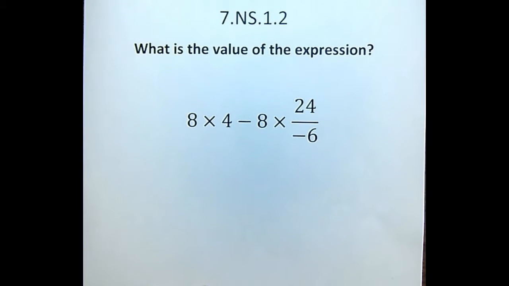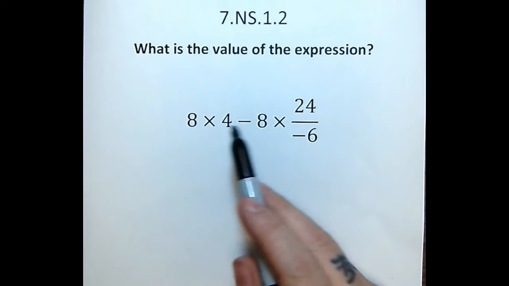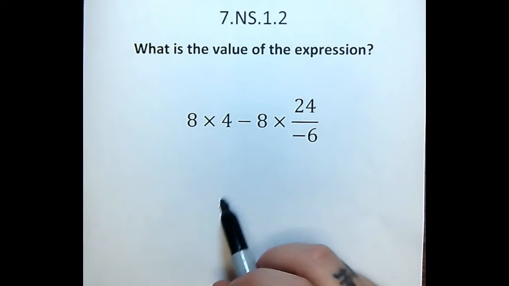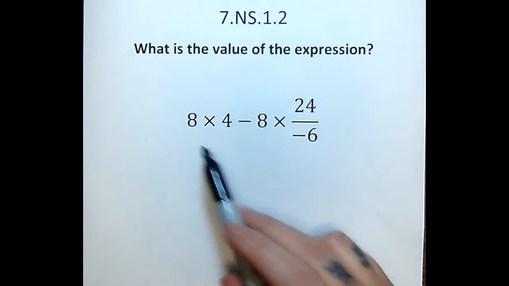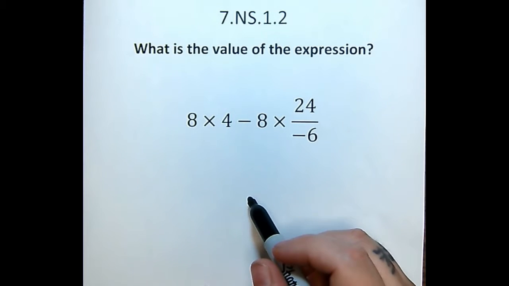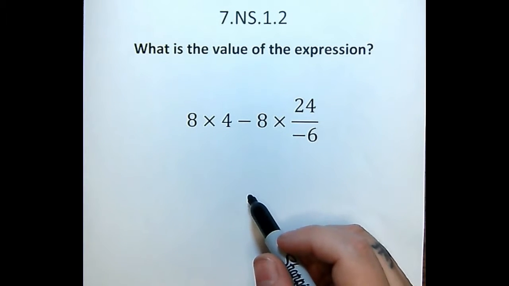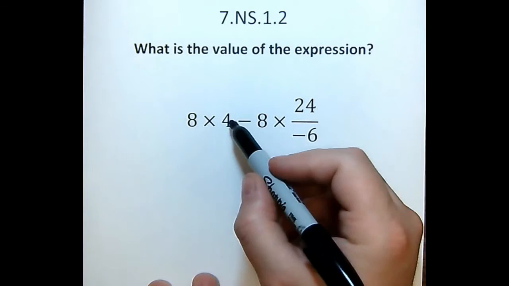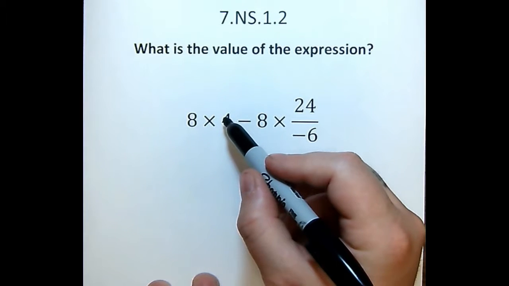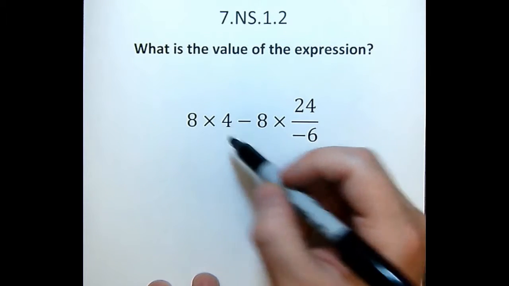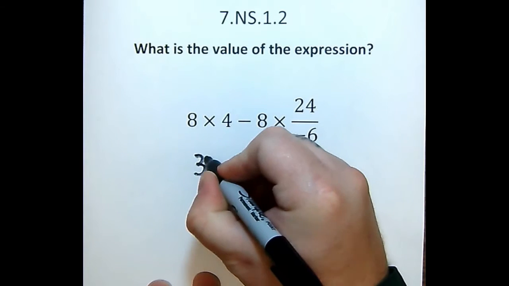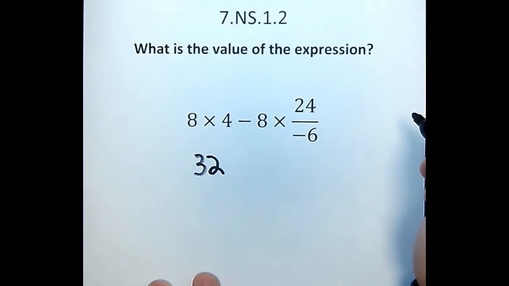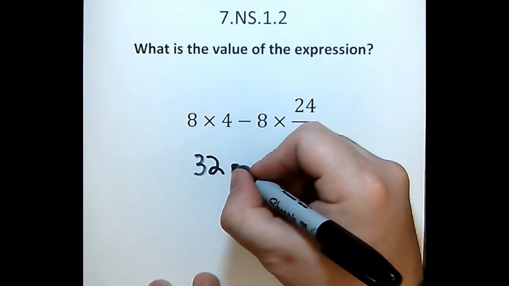But we know we need to start with parentheses, which we have no parentheses here. Next we will go into exponents, which we have no exponents here. Okay, and then we go to multiplication from left to right. So we see that we have a multiplication here, 8 times 4. 8 times 4 will give us 32. Okay. And everything else needs to come down.